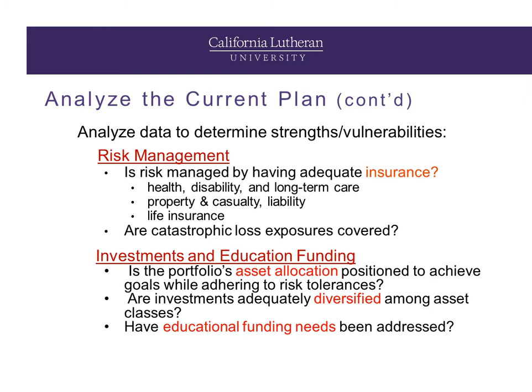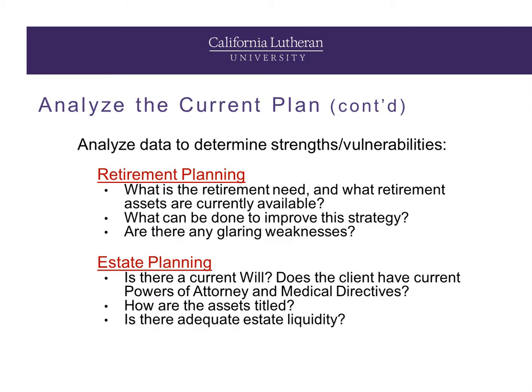Education. Is there adequate funding for the child's future educational needs? Retirement planning. What is the retirement need? And what retirement assets are currently available? What can be done to improve this strategy? Are there any glaring weaknesses? What are the opportunities for improvement?